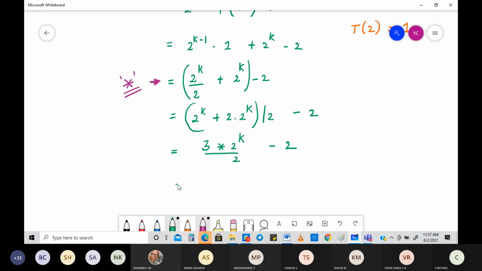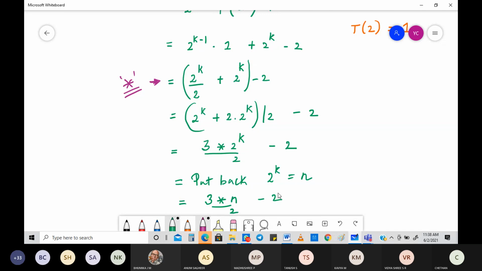The next important step, where do you think this will become very important? Be careful here. We are going to put back whatever we took in the first step. We are going to put back 2 to the power of k as equal to n. We took n equal to 2 to the power of k, and like that we did all the simplification. Wherever you have 2 to the power of k, that will become n. So this will become 3 into n divided by 2 minus 2.